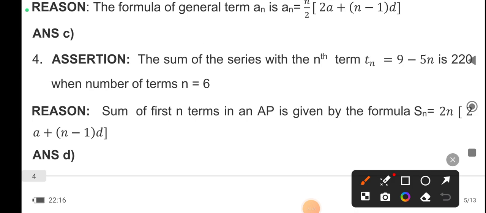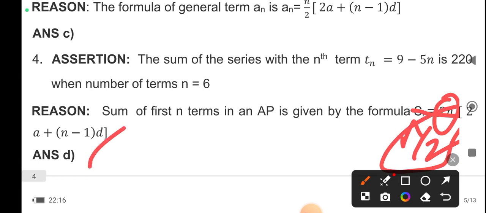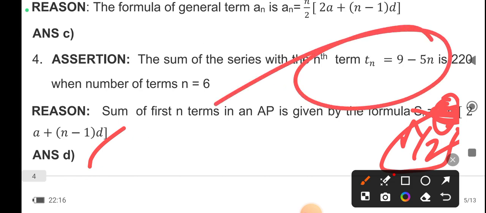And here the reason is supposed to be Sn equal to n by 2 into 2a plus n minus 1 d. That formula is correct. So option D is okay. But the fourth one, you have to check whether it is correct or not. So ultimately, assertion reasoning is easy. First you want to know all the formulas, apply them, then it will be good.